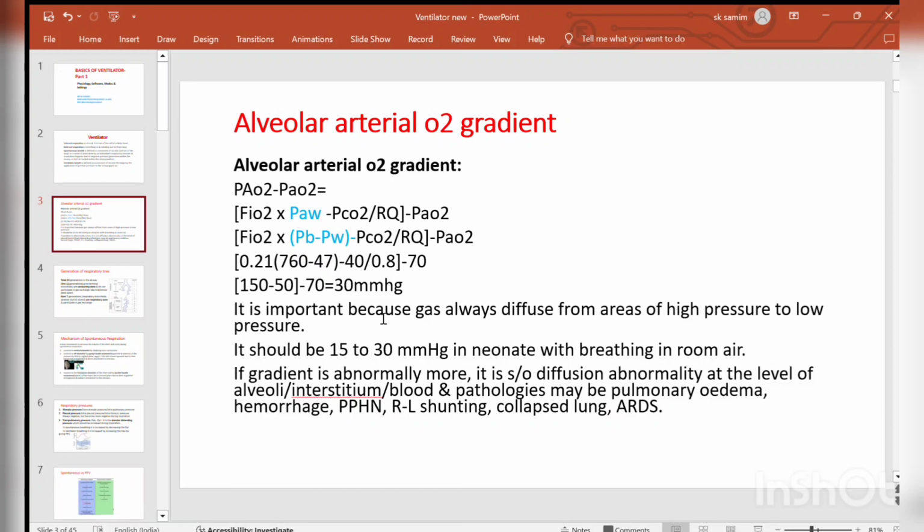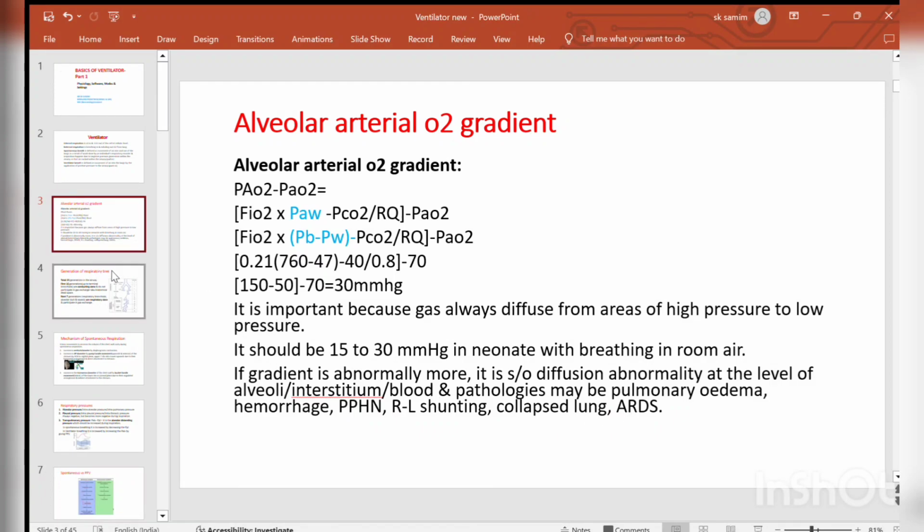It is important because gas always diffuses from areas of high pressure to low pressure. If the gradient is abnormally more, then it is suggestive of diffusion abnormality at the level of alveoli, interstitium, or blood. And pathologies may be pulmonary edema, pulmonary hemorrhage, persistent pulmonary hypertension, right to left shunting, collapsed lung, or ARDS.